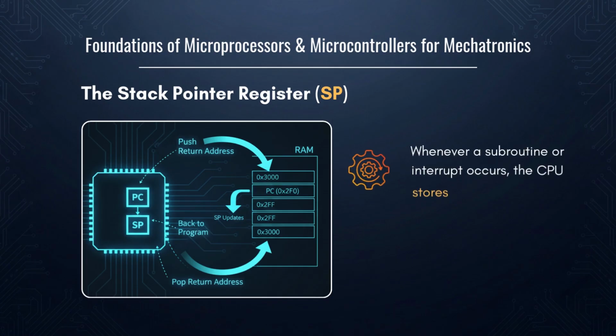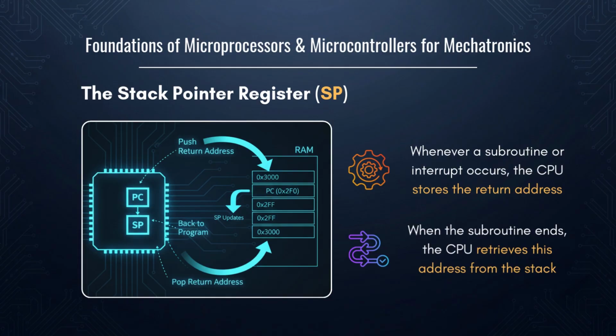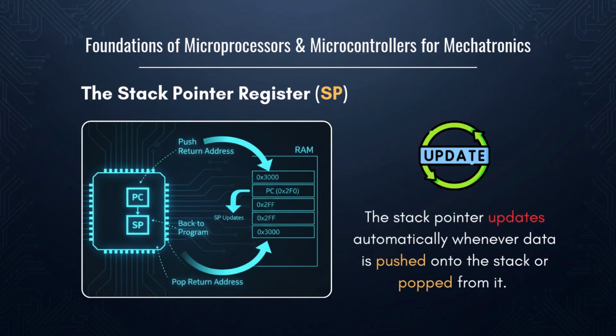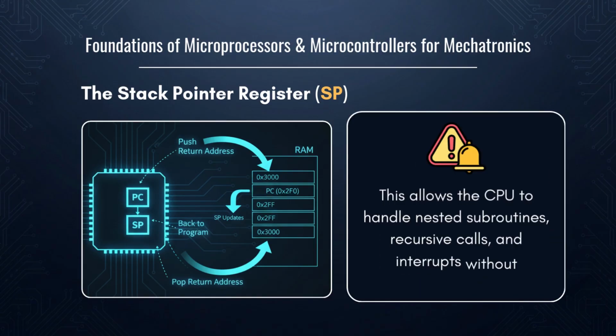Whenever a subroutine or interrupt occurs, the CPU stores the return address, usually from the program counter, onto the stack. When the subroutine ends, the CPU retrieves this address from the stack, ensuring it returns to the correct point in the program. The stack pointer updates automatically whenever data is pushed onto the stack or popped from it. This allows the CPU to handle nested subroutines, recursive calls, and interrupts without confusion.